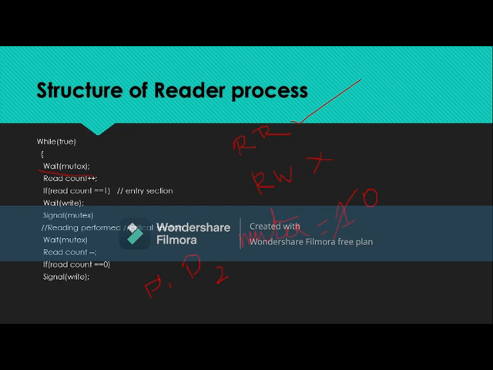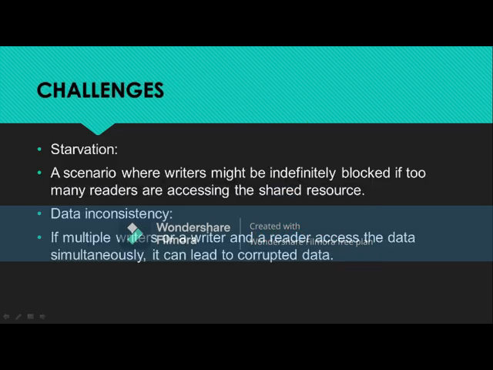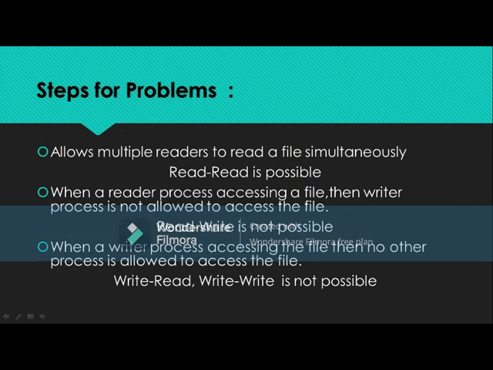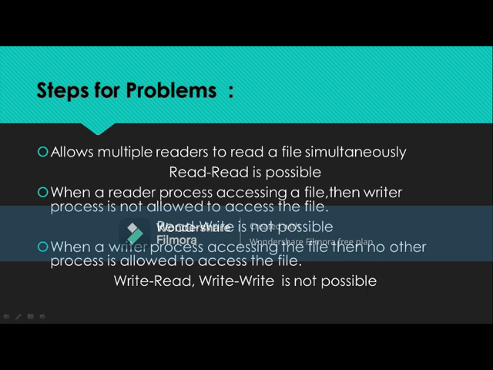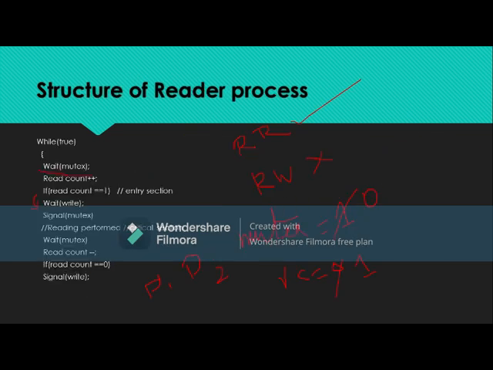Okay, 0. Then RC. Initially the RC value will be 0, and when the OS accepts the first process, at that time the RC value will be incremented to 1. If the reader count is equal to 1, then the OS will invoke the wait function, because in the second condition we already saw that when a reader process is accessing a particular file, the writer process is not allowed to access the file, so we are disabling the write semaphore. So we are invoking wait of write.